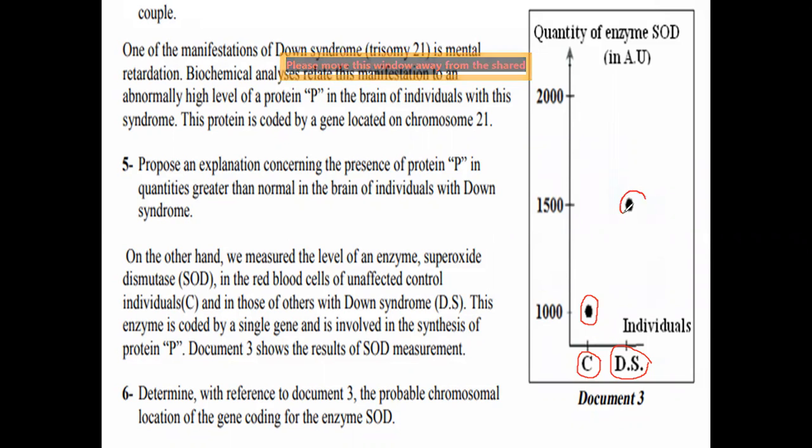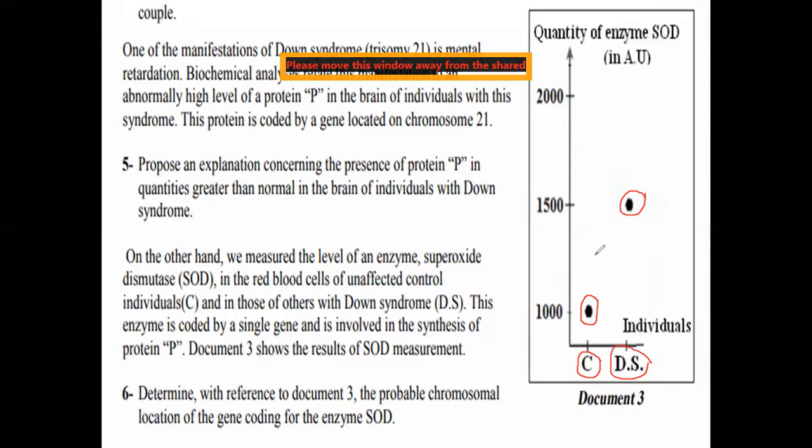to about 1500 AU. So it's 1.5 times higher. Okay, so this can be explained by the fact that this enzyme is coded by a single gene, and it's involved in the synthesis of protein P. So this can be related to the production of the protein P.